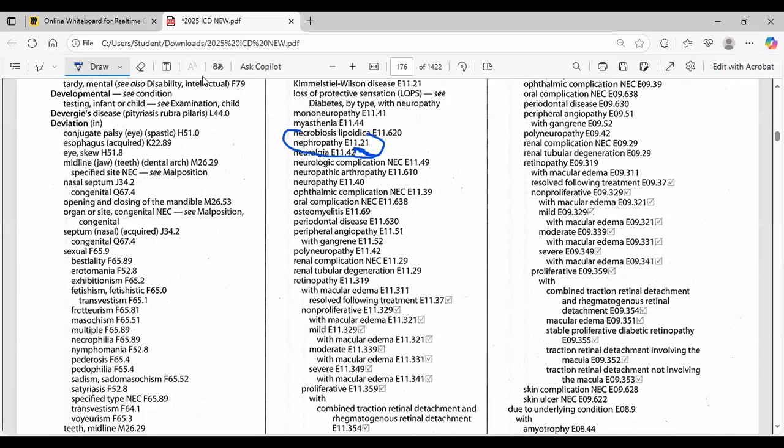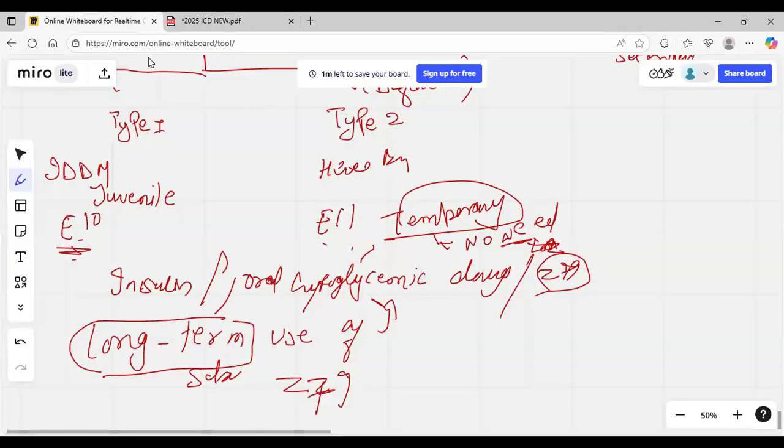Okay. So we have to use two codes here. We have to use E11.65. We have to use E11.21. And the patient is using insulin long term. So we will use Z79.4. Any questions so far?